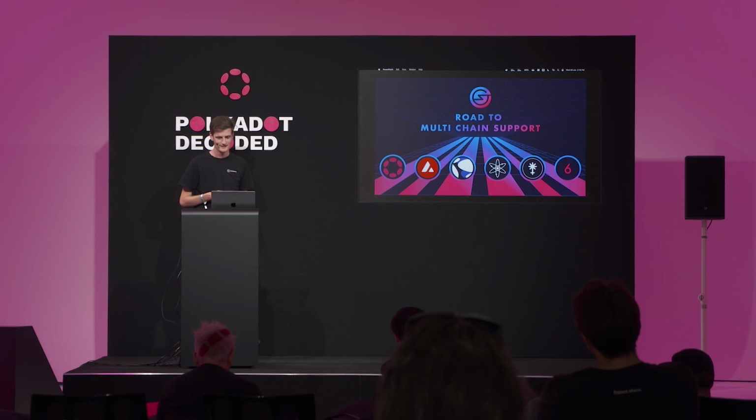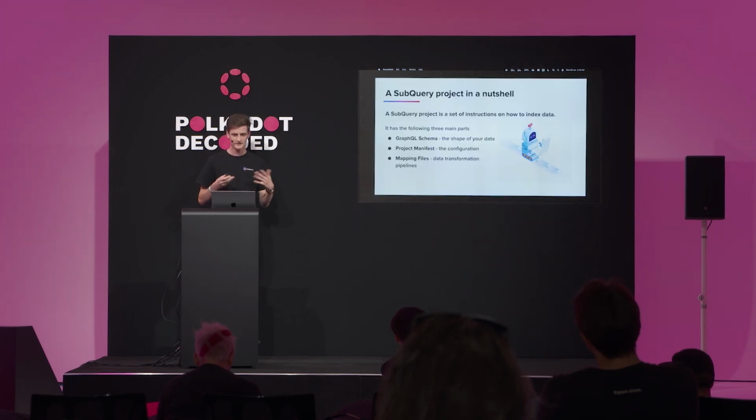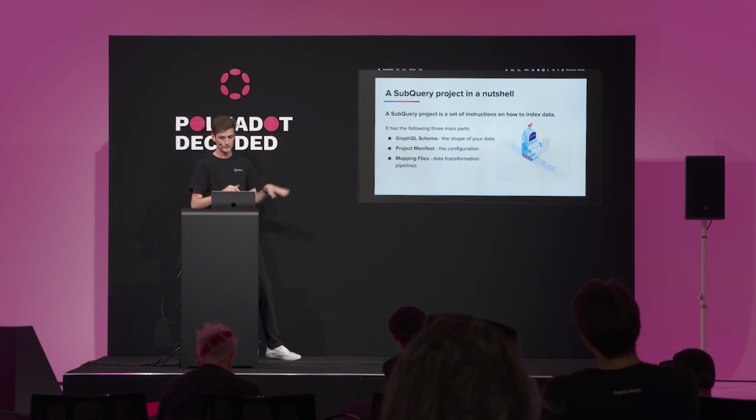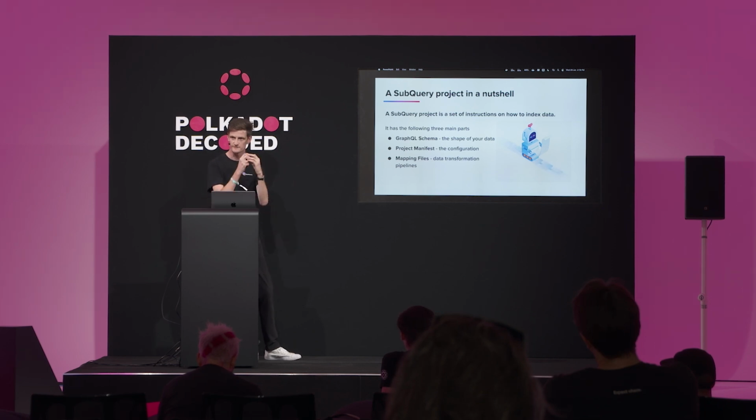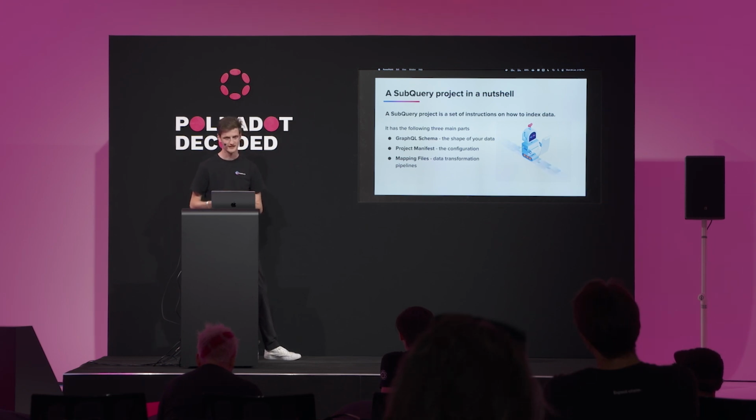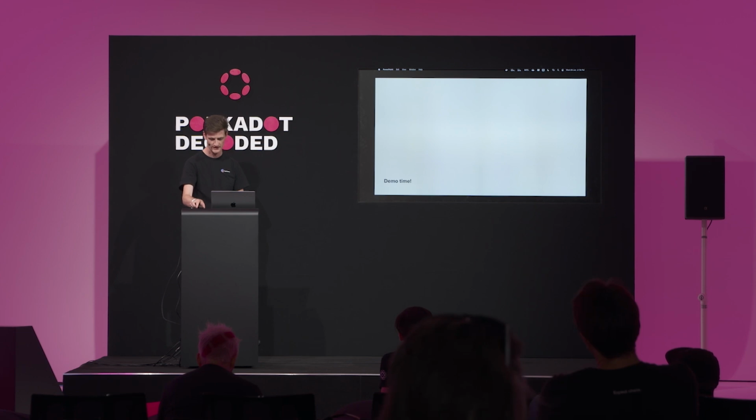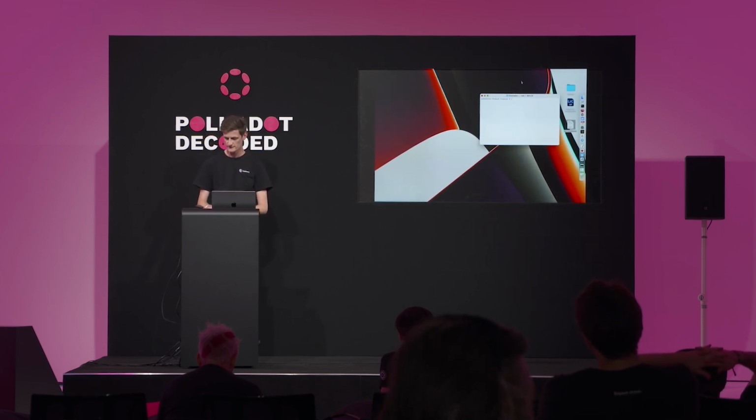I covered this slide, but let's go on to a demo. Firstly, an introduction of how it works and what you'll see. There are three main steps we're going to do today. It's very simple, no pre-made stuff required. We have a GraphQL schema, which is the shape of your data. It's like the final result of what you want. We have a project manifest, which is a configuration, and we have a mapping file, which is the data transformation pipeline. So let's roll into this right now and do this live.